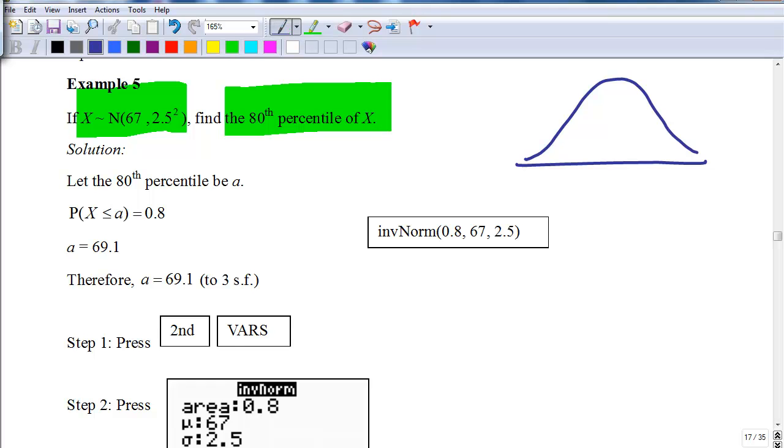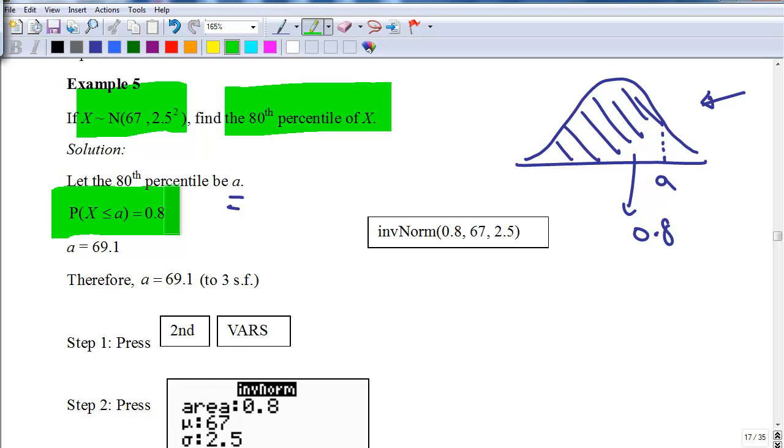If I have a normal distribution, a bell-shaped curve like this, then the 80th percentile of x just means this. It just means I'm looking for a value on the x-axis. And if this number is a, then this shaded region must be 0.8. This is the meaning of 80th percentile. In other words, if I call the 80th percentile a, then the probability of x less than or equal to this 80th percentile is 0.8. That's what it means.